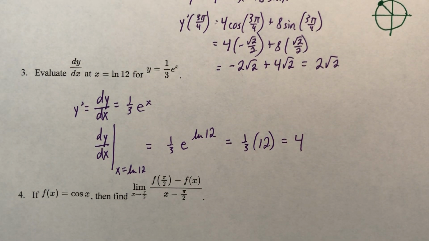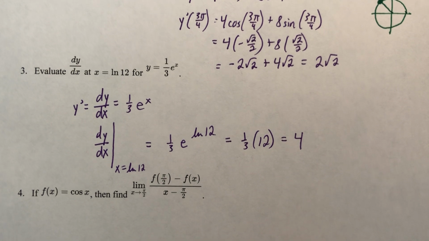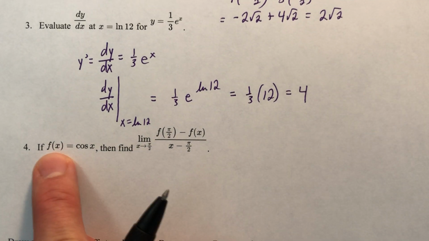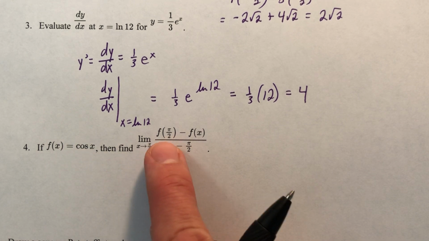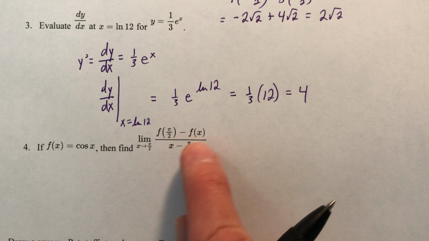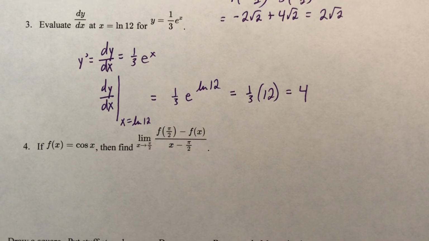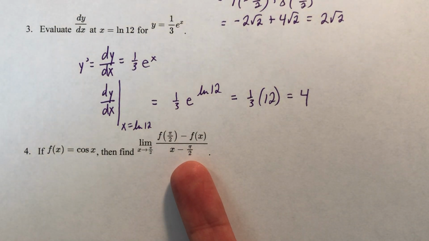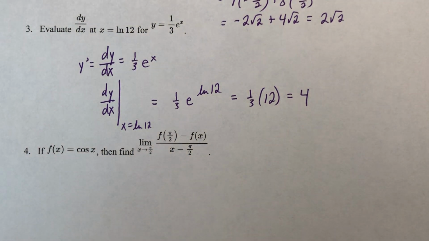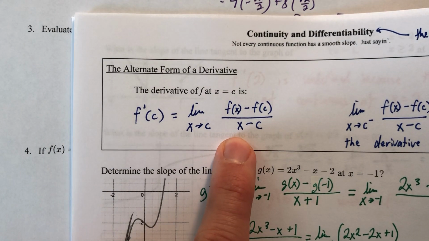Okay, so now we get to the tricky one. If f of x equals cosine x, then find the limit as x approaches pi over 2 of f of pi over 2 minus f of x over x minus pi over 2. What? Okay, this is the alternate form of a derivative. What are you talking about? Well, sort of the alternate form of a derivative. There's a catch to it. Way back in some old notes, we had that.